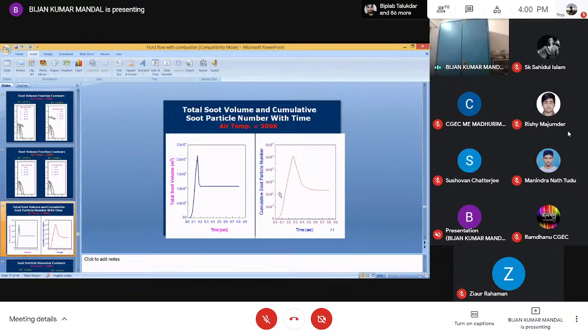This is the total soot volume, and you can see how it changes with time, that is increasing. After some time, due to oxidation, there is a balance. When soot formation and oxidation are the same, it remains constant. And here the soot particle number is also becoming steady, but after a longer time it will be steady.